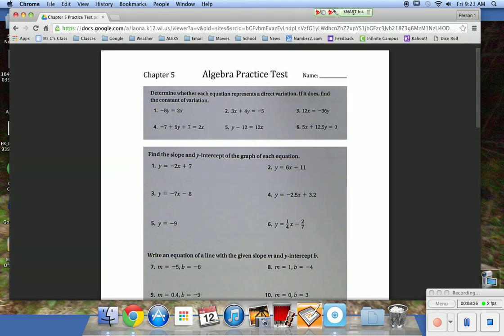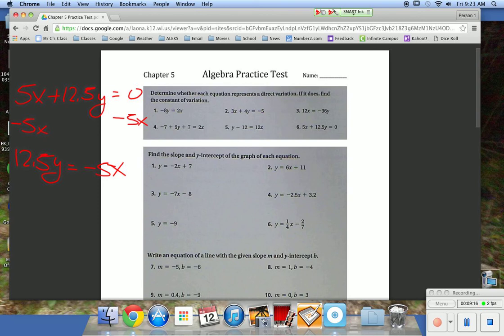Next one, 5x plus 12.5y equals 0. What should I do first? Can I divide yet? I want to subtract first, right? What would I want to subtract? 5x, right? Let's subtract 5x on both sides. So now I have 12.5y equals a negative 5x. What would I do next?